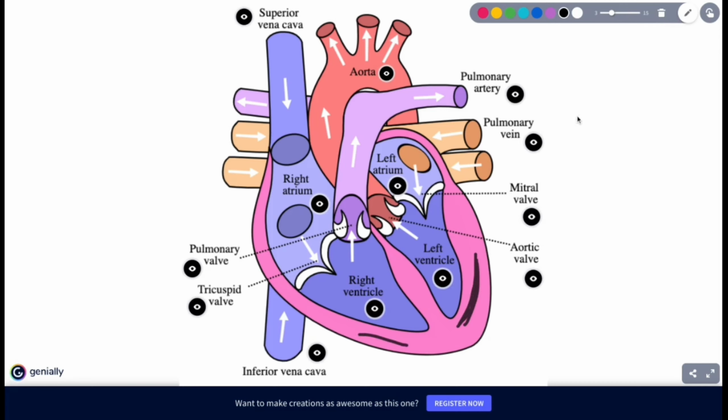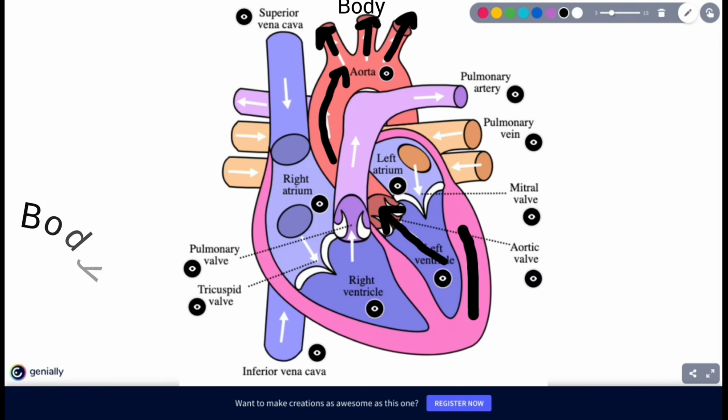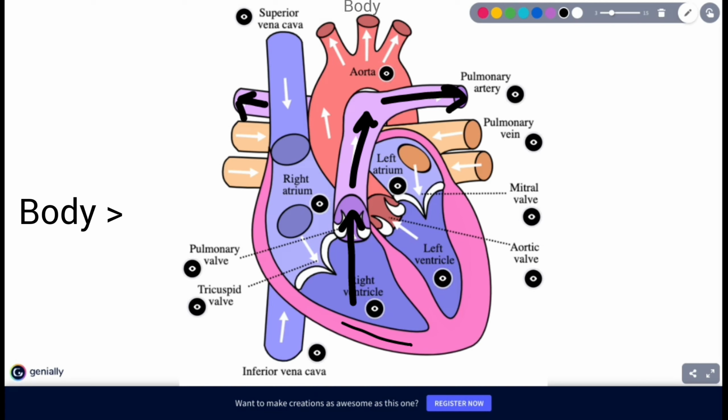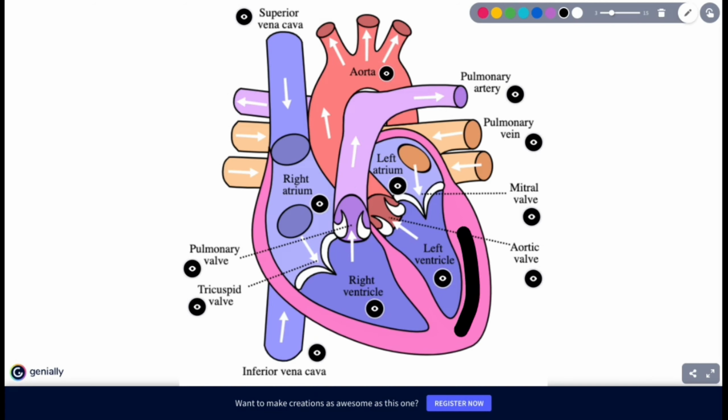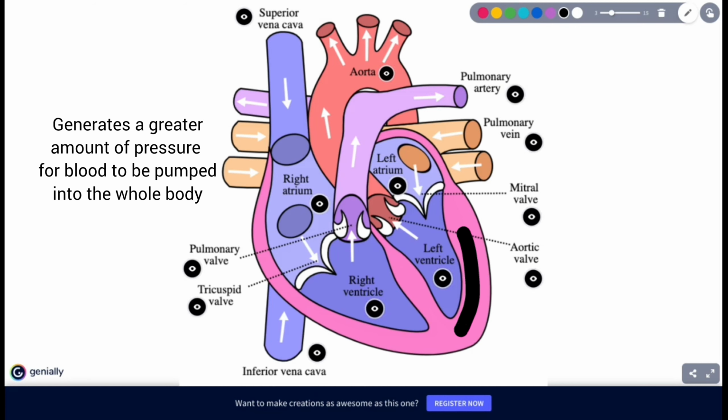This is because the pressure needed to pump blood to the whole body through the aorta is much greater than the pressure needed to pump blood to the lungs only. So, the thick muscle of the left ventricle not only generates a greater pressure for the blood to be pumped into the whole body, but also prevents the heart from overexpanding.